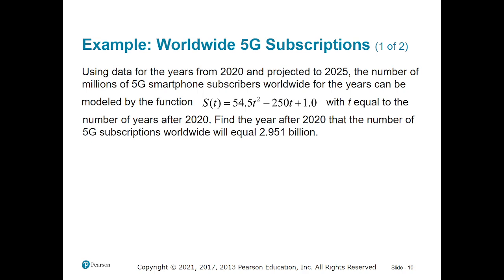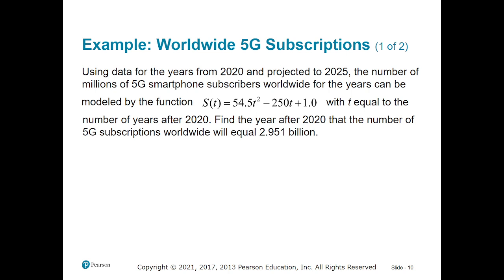Okay, so now that I've got that number in millions, I can set it equal to my function. So 2,951, I'm going to set that equal to my function, so equals 54.5t squared minus 250t plus 1. Okay, so from this point, this would be the situation where I would normally ask in class, what do you think we should do? We just learned this new quadratic formula, right, where we can solve these algebraically, but that's kind of tedious, right? And last time we learned about graphing these things on our calculators.